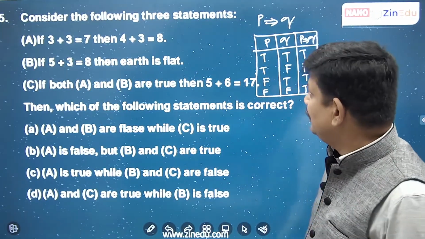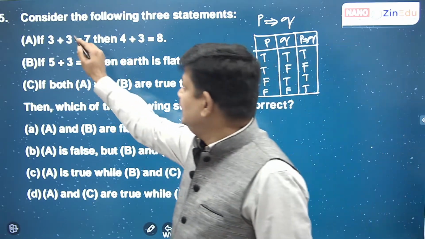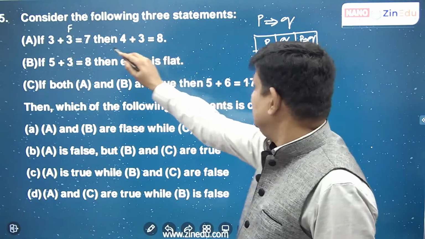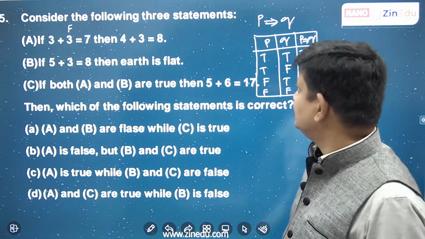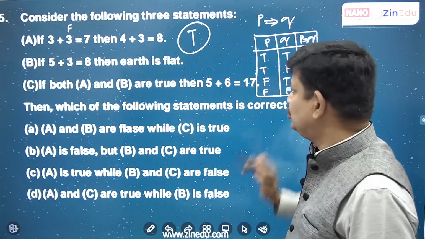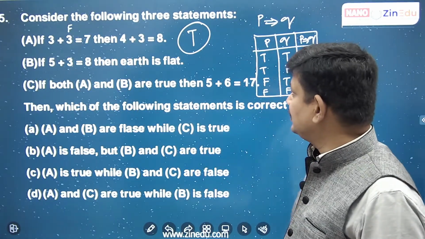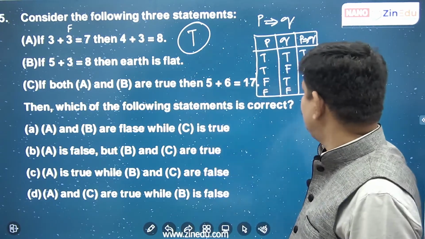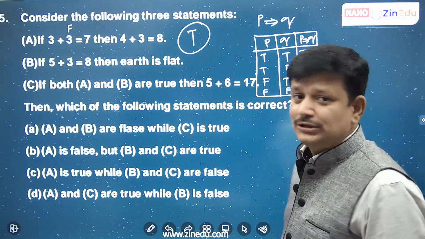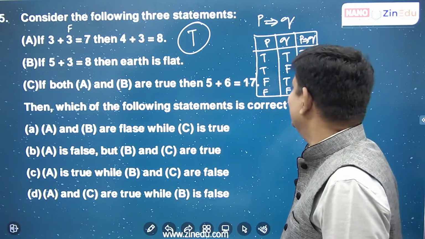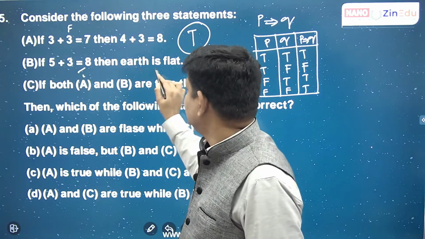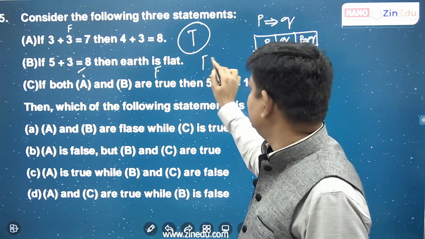Okay, so let us see which of them are false and which of them are true. Is this true? False. If this is false, whatever the other part is, this will be true. So the first statement is true. 5 plus 3 is 8. True. When it is true, we need to be careful. Is the second statement true or false? False. Earth is not flat. Earth is round. Okay. This is true, this is false. So this entire statement is false.